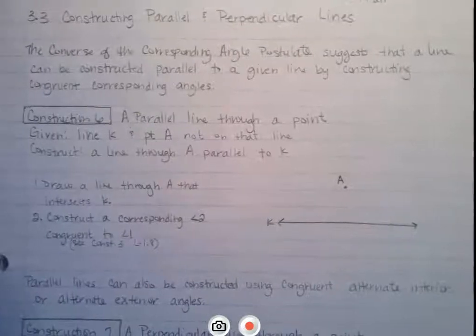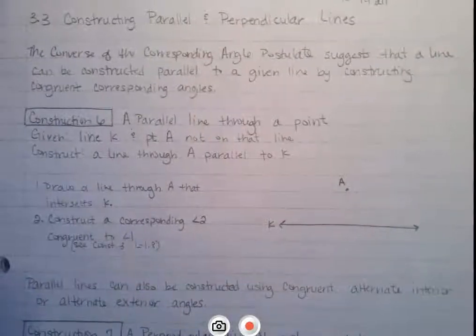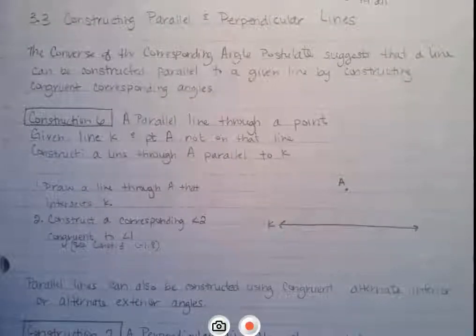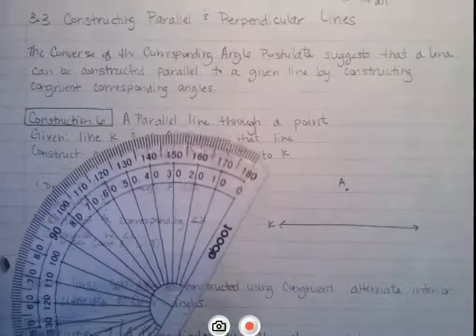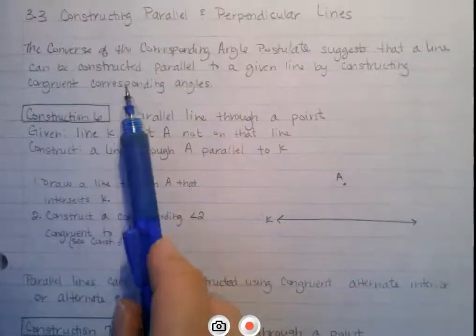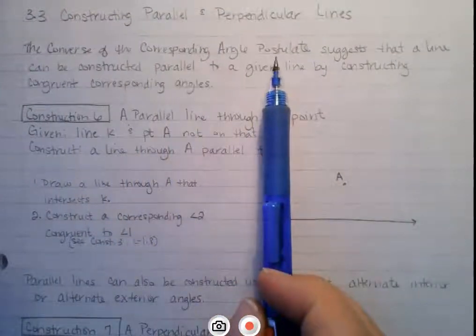All right, so lesson 3.3 for geometry is constructing parallel and perpendicular lines. So you need your compass and, like I said, probably your protractor so you have that straight edge as well, or a ruler. Either one will work.